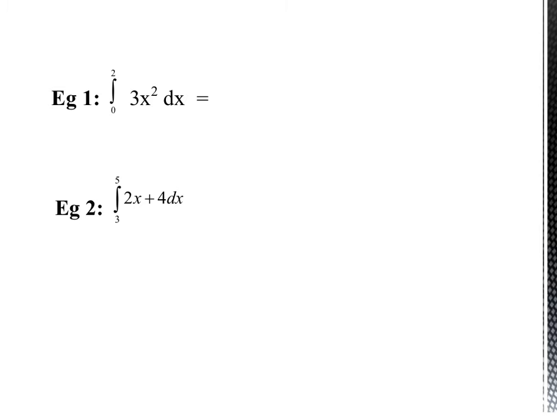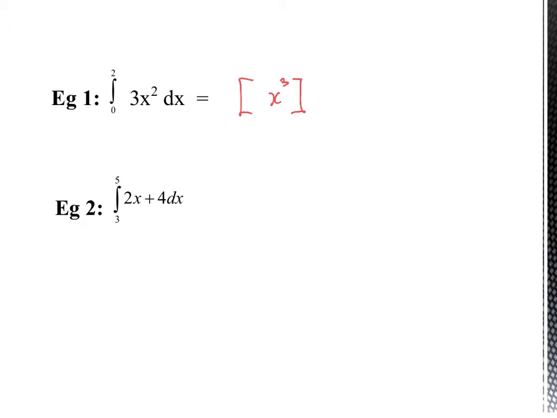So first one, integrate 3x squared between the limits of 2 and 0. Or x is 2 and x is 0. So we know how to integrate 3x squared, so I'm going to integrate this immediately. x squared, we raise the power by 1 to get x cubed, and then we divide by the power. Well, 3 divided by 3 is just 1, so actually that's our answer, x cubed.